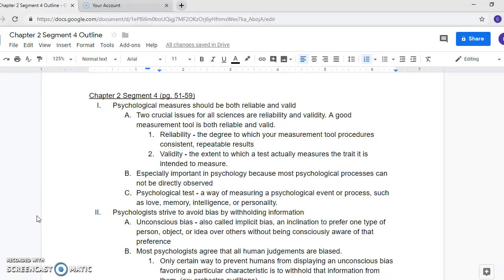observed. So one way to do this is developing a good psychological test, which is a way of measuring a psychological event or process. And the book describes examples such as love, memory, intelligence, or personality.